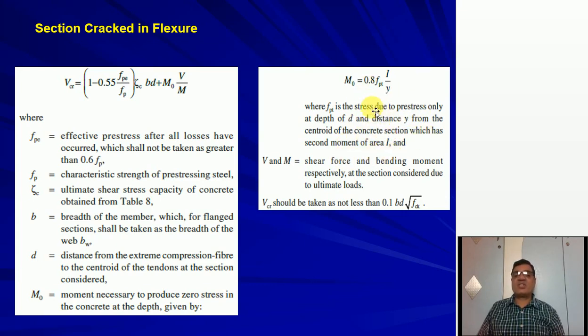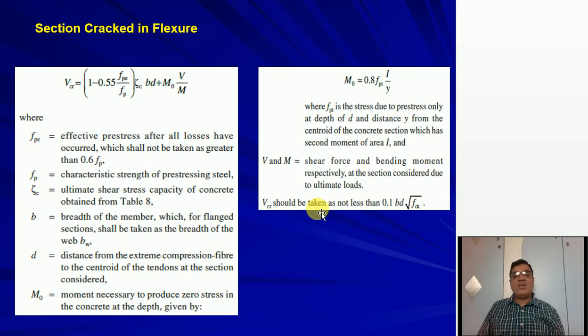Of course, some calculations we need to do here. V and M are the shear force and bending moment at the section considered. One more condition is given, that whatever value you find for Vcr, that should be taken as not less than 0.1 bd root of fck. So this is the condition which is given.